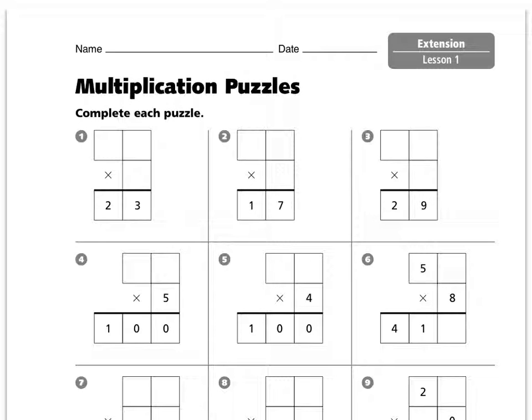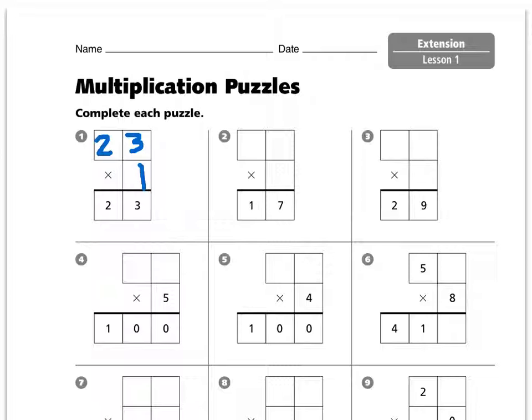Let's look at Chapter 6, Lesson 1 Extension. We need to complete each puzzle. Now, looking at number 1, I need to figure out what times what equals 23. And I know that there's only one thing that equals 23 because it's a prime number. And I know that 23 times 1 equals 23.